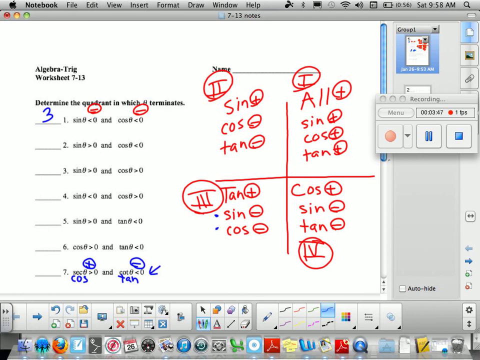So cosine is positive in quadrant 1 and quadrant 4. So at this point, we've narrowed it down to 2 quadrants. But we need to make sure we pick the quadrant where tangent is negative. And as you look at the tangent values here, we can see that tangent is negative only in quadrant 4. And so quadrant 4 is the one that you're searching for on this particular question.